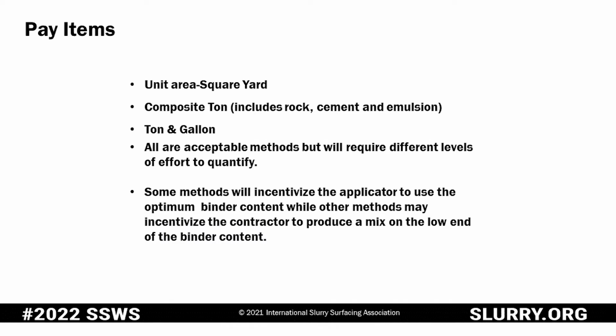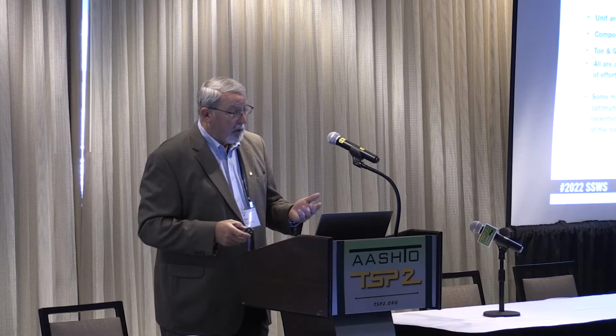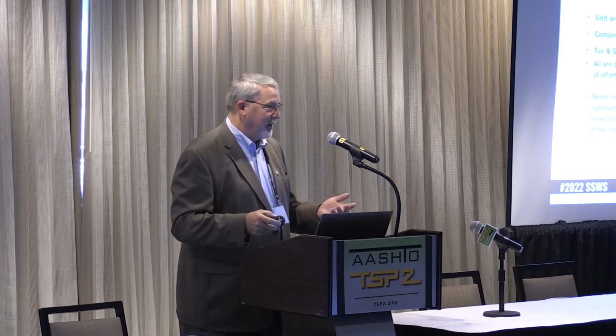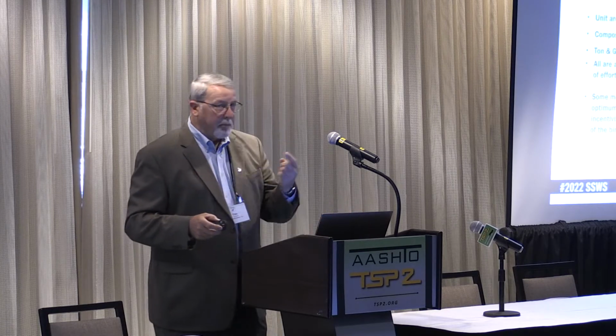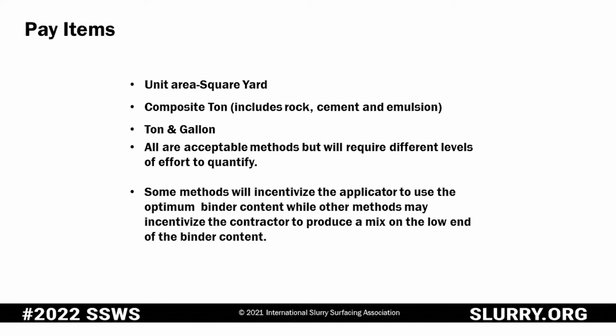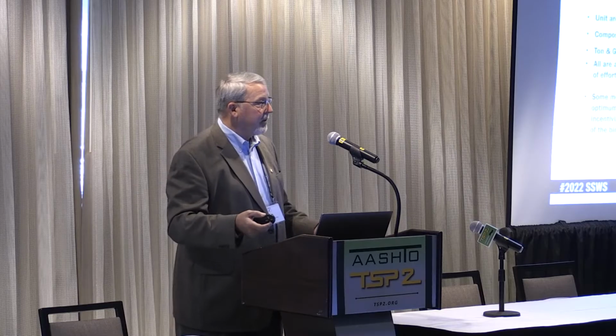Pay items. There's several different ways to pay for this material, and as a contractor, we don't care which one it is, just as long as you're paying us. That's important. So you can pay by the unit area, square yard. Very easy method. The square yards of that pavement is never going to change. So it can be measured before the job, during the job, after the job. It's going to remain the same.